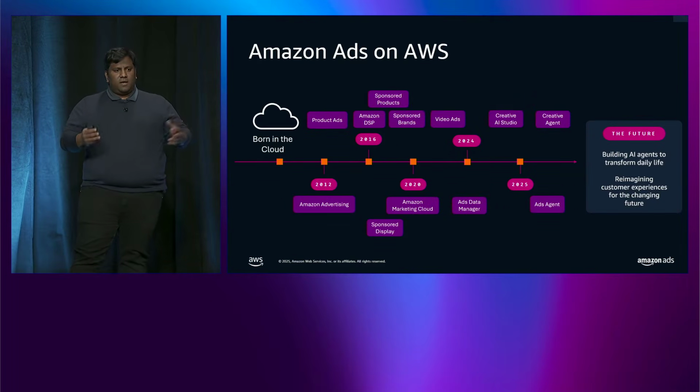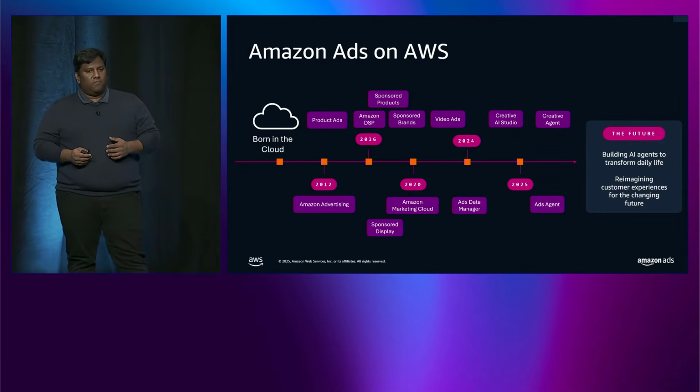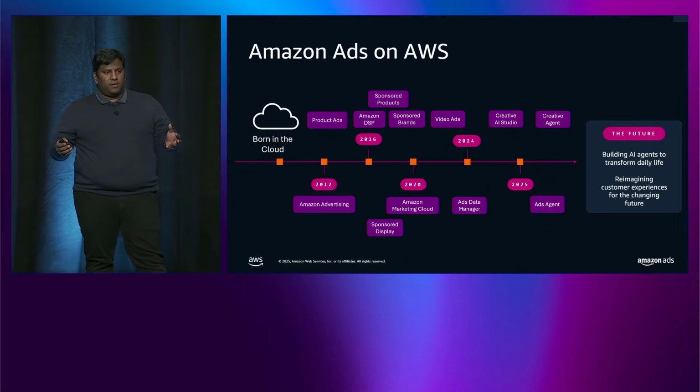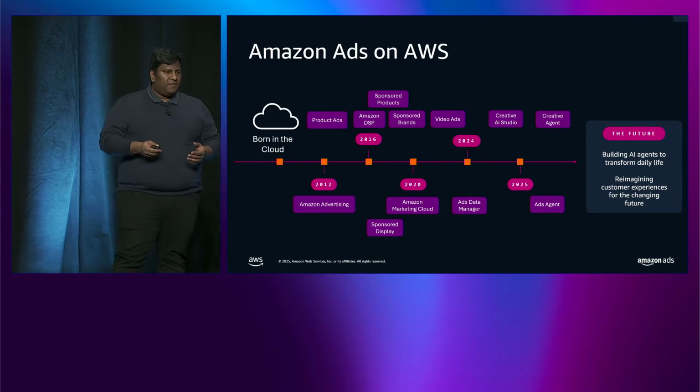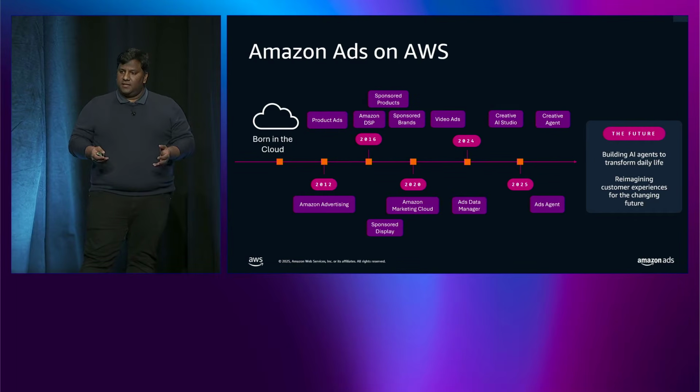Now, to look a little bit at where Ads came from. As you'd imagine, they were born in the cloud. Their first product, which was more than a decade ago, was the Amazon advertising product. And as their customer base has grown, and as more and more people have joined their platform, they've built more complex products. They were an early investor in AI, and most recently, they've launched 2 products, Creative Agent as well as Ads Agent. They're both agentic solutions built on AWS.